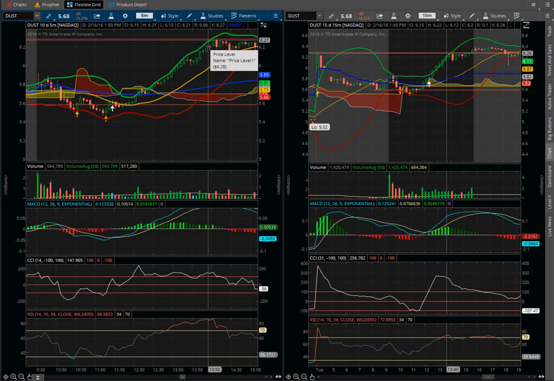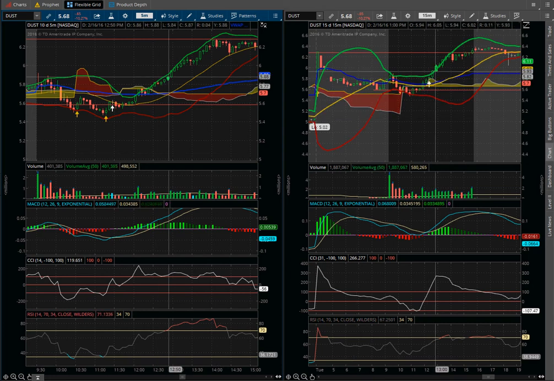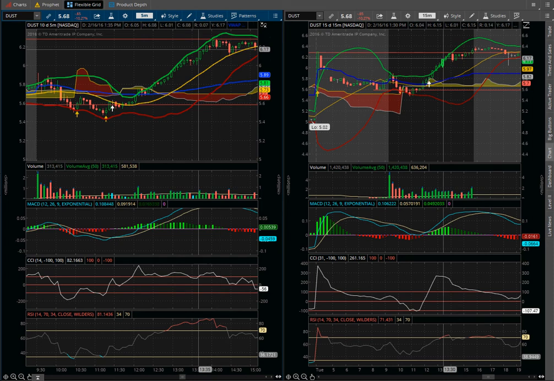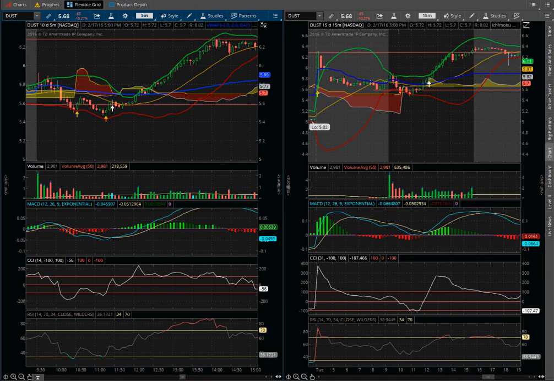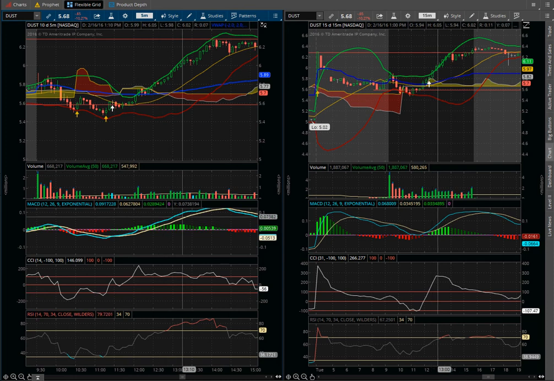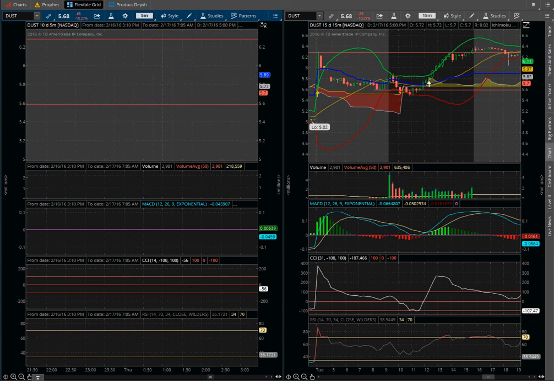That's a 70-cent move off 1,000 shares. That's $700. And there's absolutely no indication at all whatsoever that it is done. It's still riding the upper Bollinger Band line, and we continue to get consistent movement on the MACD and consistent movement on the RSI.